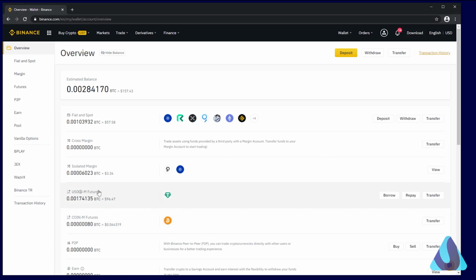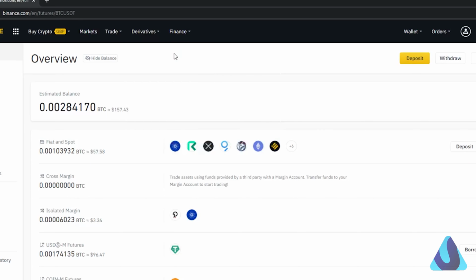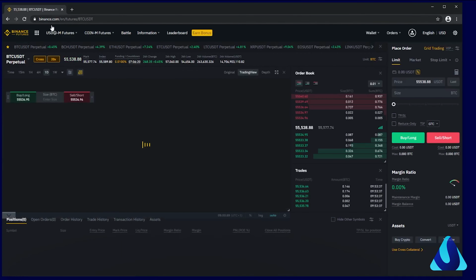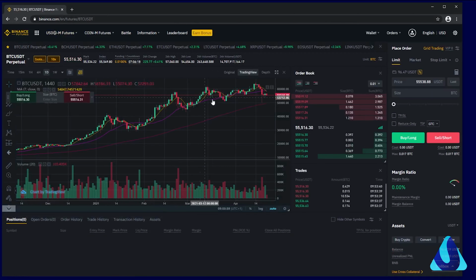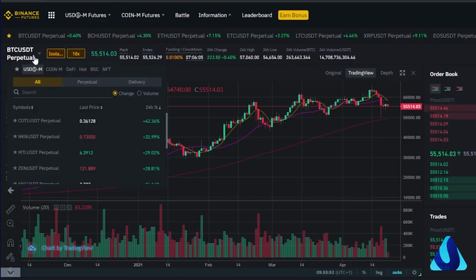To get to the futures trading platform, what you want to do is make your way up to derivatives, and as you can see here, we have USD futures. If you click on that, this will take you to the setup. As you can see, it's pretty similar to the spot market. There's a few different areas, so we'll cover the left sided area here first.